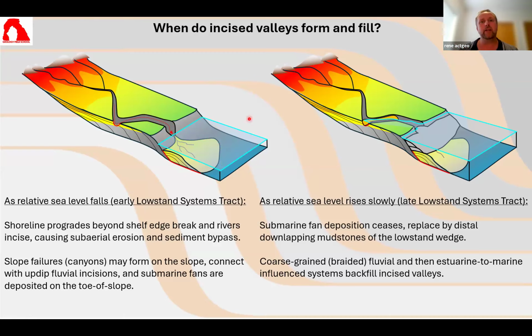The fill happens really during the later part of your lowstand and in the early transgressive, where as sea level starts to rise slowly, the submarine fan deposition ceases, and I might start building a little lowstand wedge, so I'm re-establishing the building of a typical clinoform. At the same time I may backfill the incised valley with originally typically coarse-grained, often braided fluvial deposits, and ultimately more estuarine and marine influenced deposits.